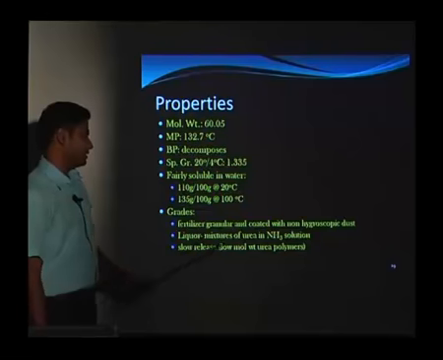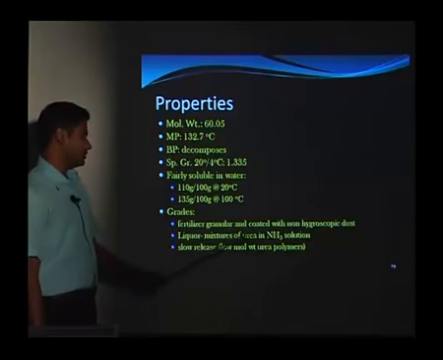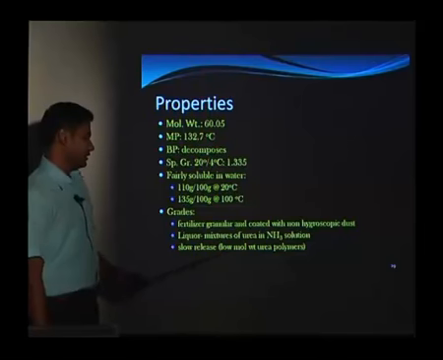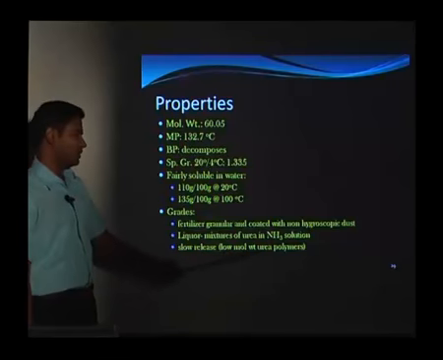Then liquor mixtures of urea in NH3 solution, and for slow release, low molecular weight urea polymers. So we can have the fertilizer grade and liquor mixtures, and then for slow release in the soil we can have the low molecular weight urea polymers.